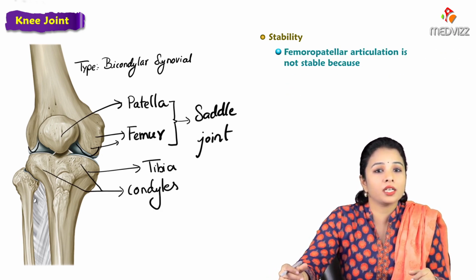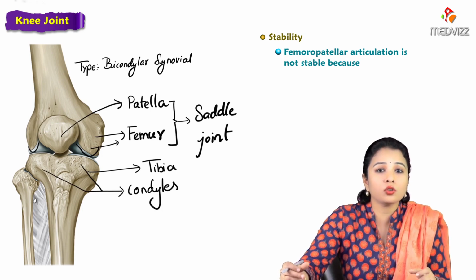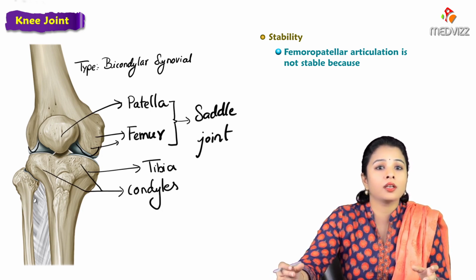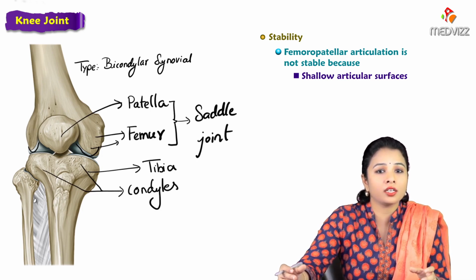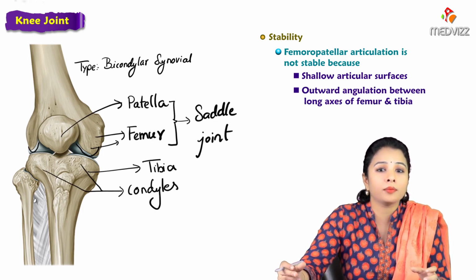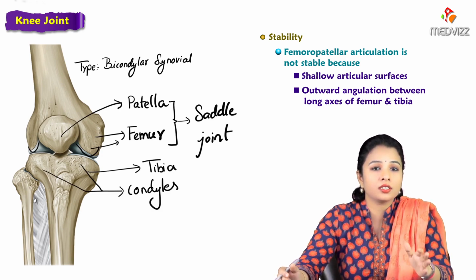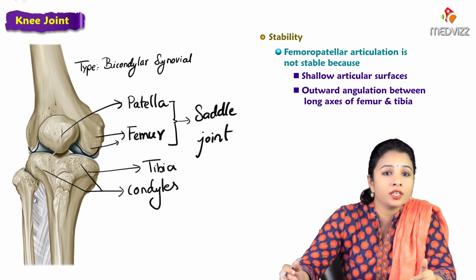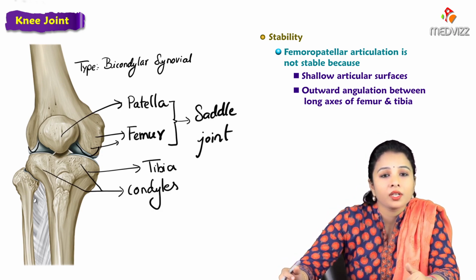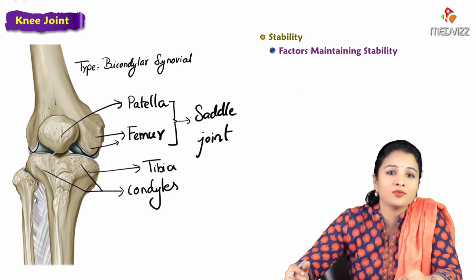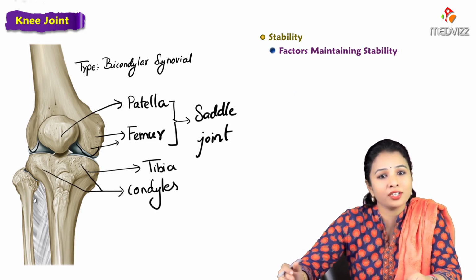The femoropatellar articulation is also not quite stable because of its shallow articular surfaces and due to the outward angulation between the long axis of the femur and the long axis of tibia. So that is also a reason that makes the joint weaker. But still there are factors which maintain the stability of the knee joint.